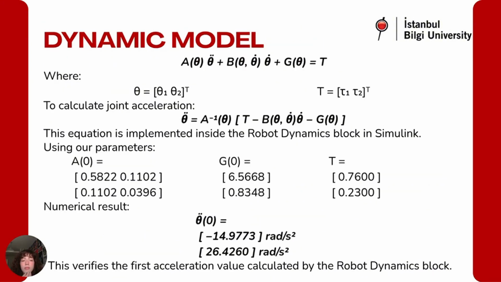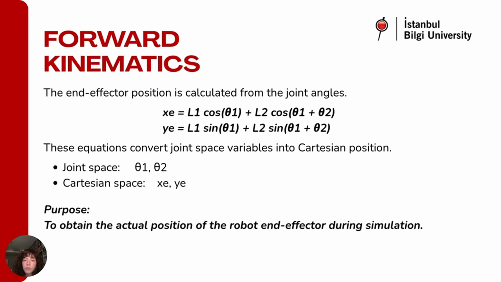This is the main dynamic equation of the robot. It includes the inertia matrix, the velocity-related terms, and the gravity vector. In Simulink, we use this equation to calculate the joint accelerations. So this model is the core part of our simulation because it tells us how the robot reacts to the torque inputs. After calculating the joint motion, we need to find the position of the end effector. For that, we use forward kinematics.